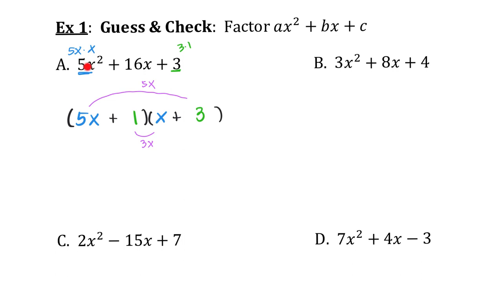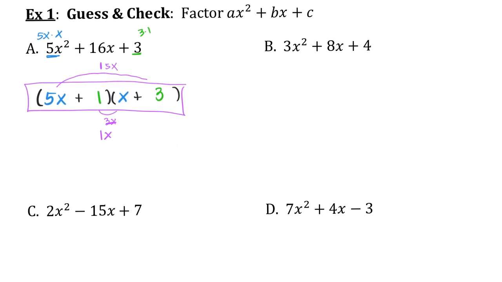5x times x is 5x to the second. 5x times 3 is 15x now. If I do 1 times x, I get 1x. 1 times 3 is still 3. Now if I do 15x plus 1x, now I do get 16x. So this is the correct way to do it. Okay, and it's called guess and check. Because we're really just guessing and checking, but we're making smart guesses. And we're hoping it's gonna work. Okay, let's try the next one using guess and check.